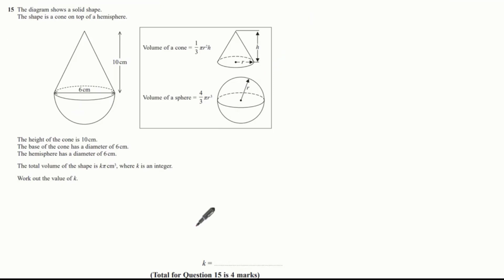Now let's have a look at question 15, where it shows a diagram of a solid shape. The shape is a cone on the top of a hemisphere. The height of the cone is 10 centimeters, and the base of the cone has a diameter of 6 centimeters. It says that the hemisphere has a diameter of 6 centimeters.